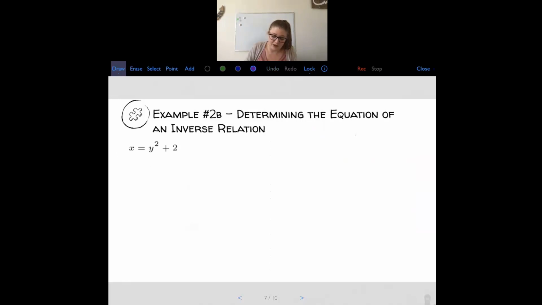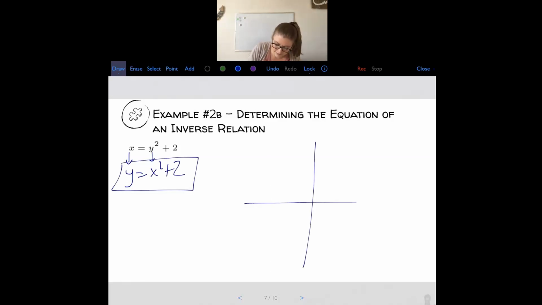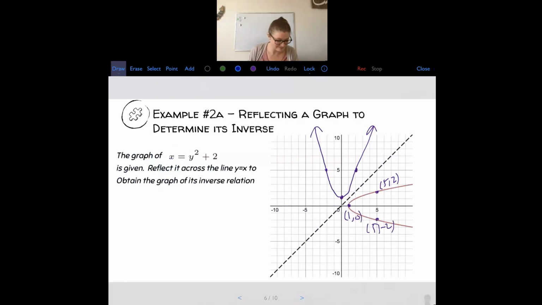Okay, so determining the equation of an inverse relation. Remember we talked about how we interchange x and y. So for the equation, we would put y = x² + 2. This would be the equation of the inverse. And if you notice, this is a parabola that's been moved up 2 units. That's exactly what we just graphed on the previous slide.